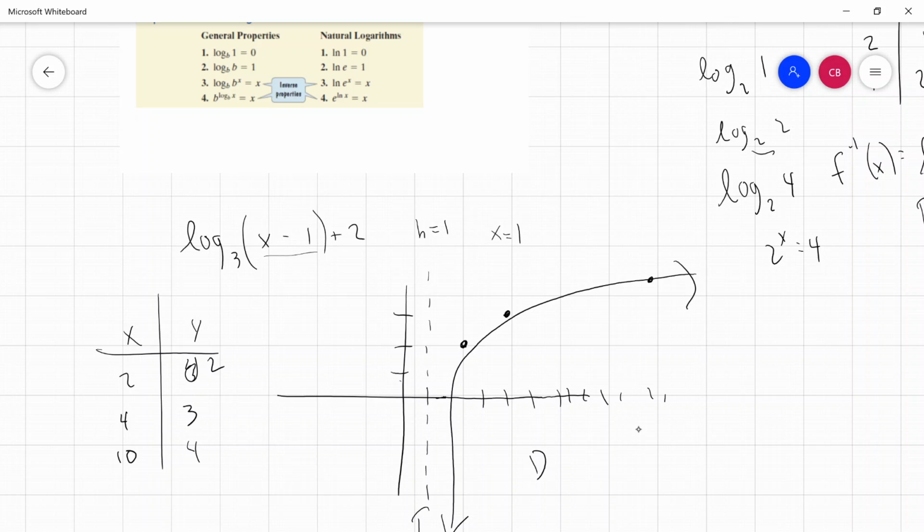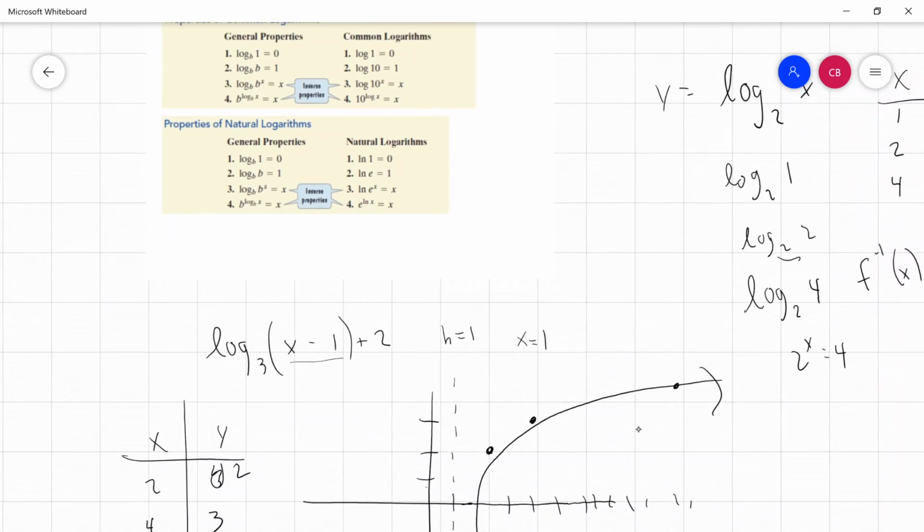So if we look at the domain, it's from 1 to infinity. The range is from negative infinity to infinity, coming from down here all the way up to here where it goes towards infinity, and so on.